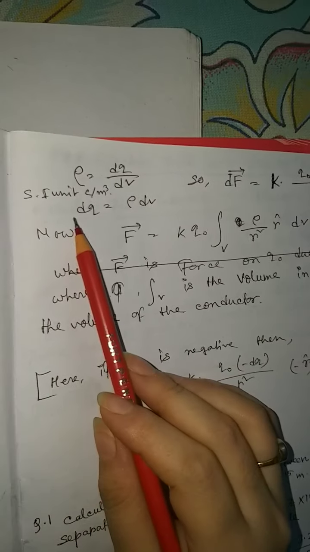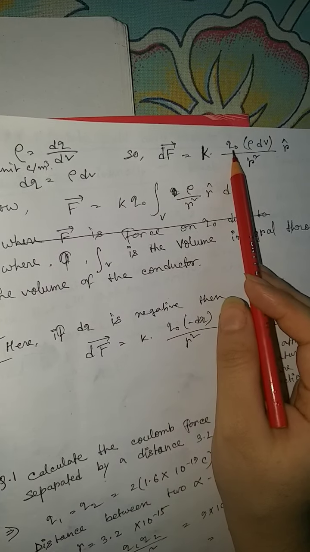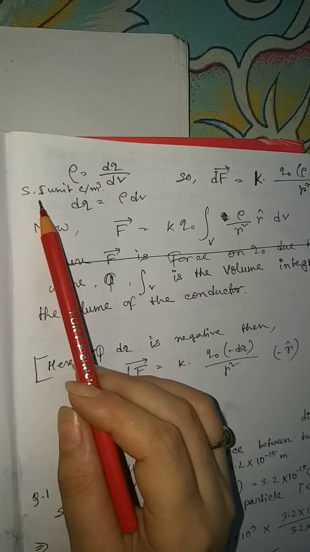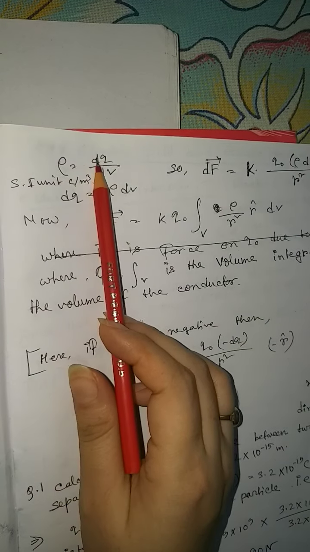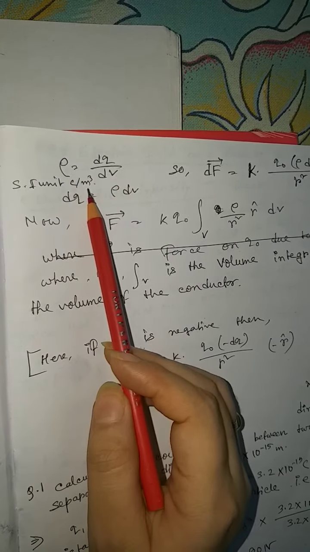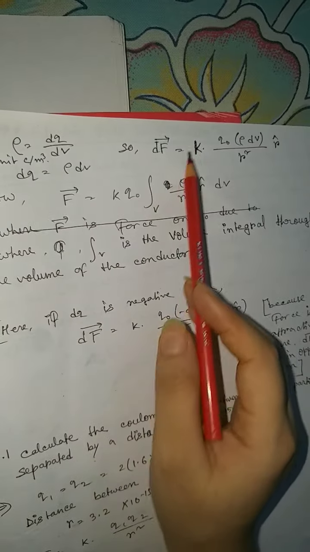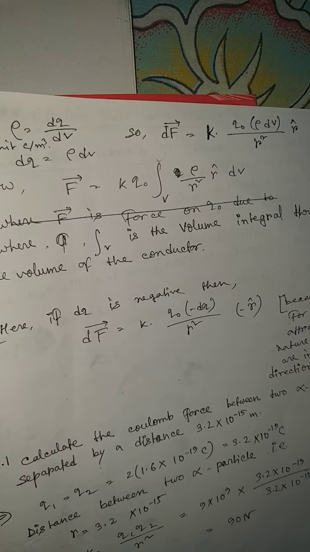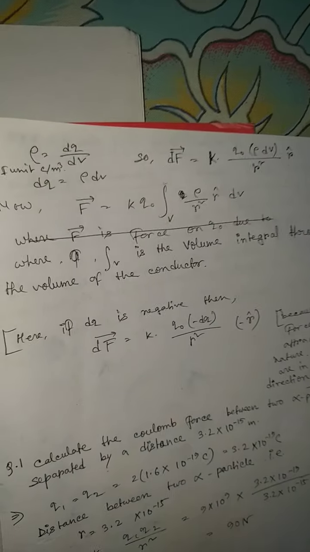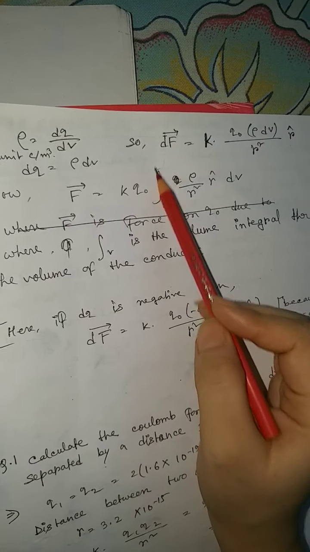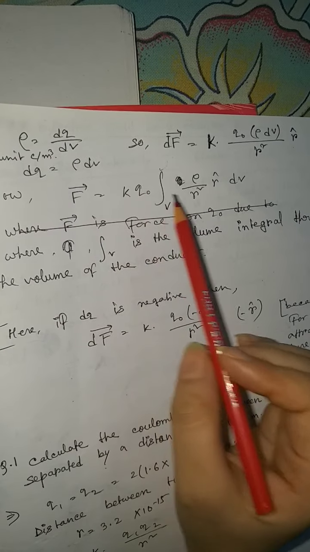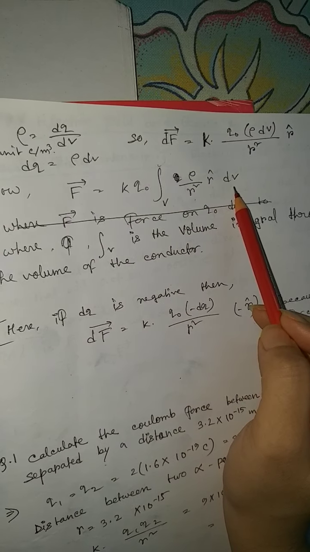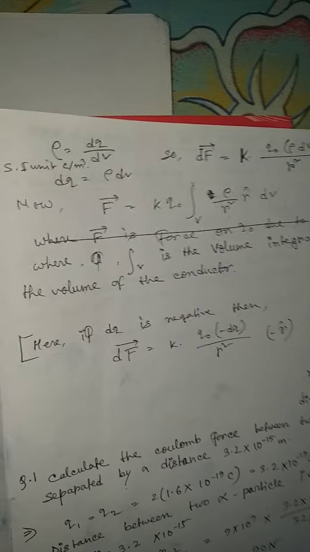Now we get df vector equals k into q naught into rho dv by r square into r cap. What is the SI unit of rho? The SI unit of rho is coulomb, that means unit of charge, by unit of volume, that means meter cube. If we integrate df, then we get the force exerted on q naught charge due to the entire volume of the conductor. Clear? So F vector equals the integration of df vector, and here k into q naught is constant, so it is the volume integral of rho by r square into r cap into dv. This is called the volume integral.